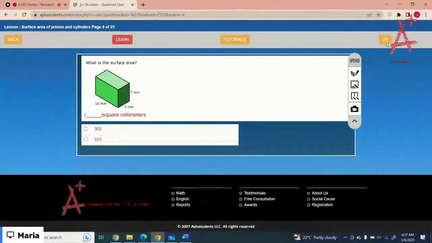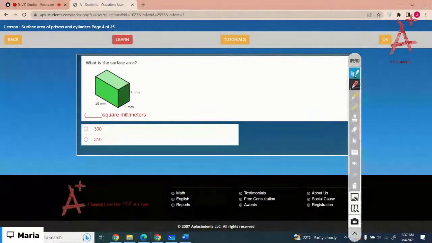Okay, what is the surface area? So just calculate the surface area of all the faces. So it would be 7 times 5 is 35, so 35 plus 35. 10 times 7 is 70, so just add 70 plus 70.